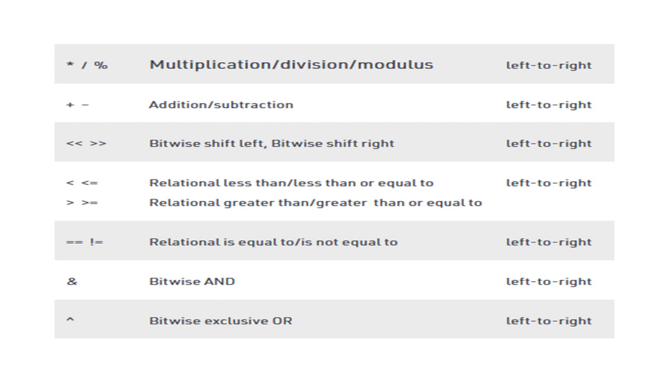Here see this one: multiplication, division, modulus, addition, subtraction, bitwise shift left, bitwise shift right, relational less than or equal to, relational greater than or equal to, relational equal to, not equal to, bitwise and, bitwise exclusive or. The associativity of these operators is left to right only.